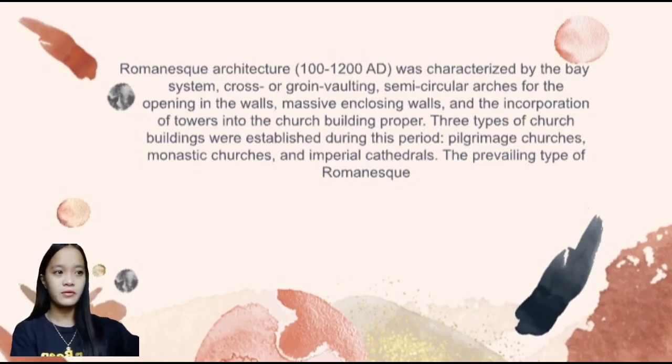Romanesque architecture was characterized by the bay system, cross or groin vaulting, semicircular arches for the openings in the walls, massive enclosing walls, and the incorporation of towers into the church building proper. Three types of church building were established during this period: pilgrimage churches, monastic churches, and imperial cathedrals, the prevailing type of Romanesque.